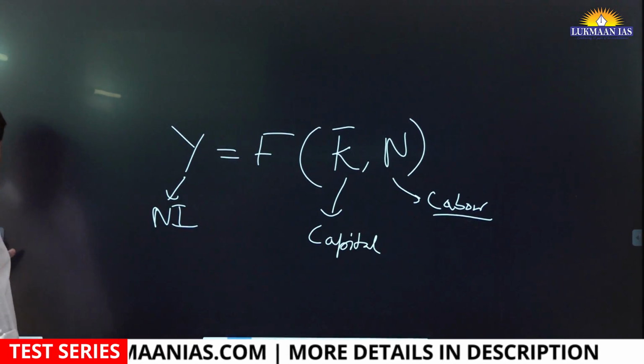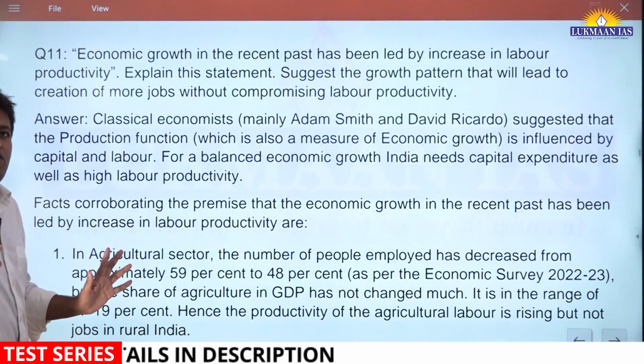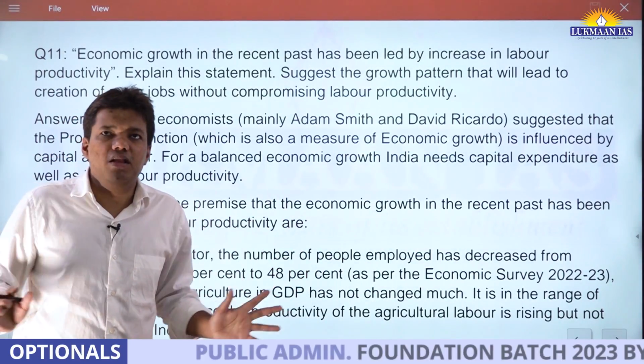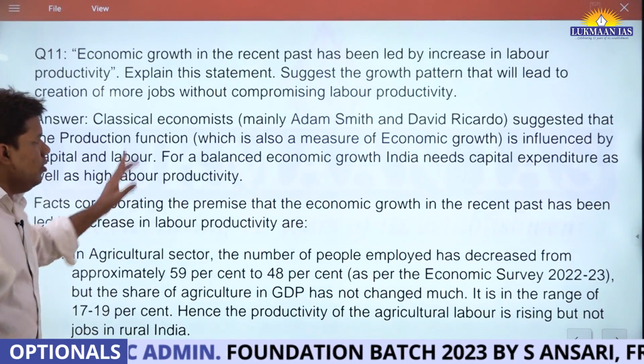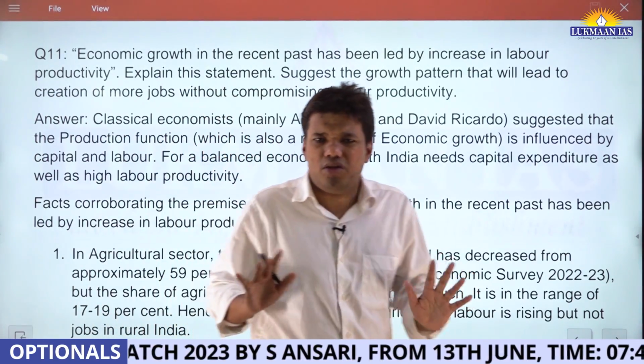Now you understand why UPSC asked this question, because UPSC focuses on the important ideas. You must know what is happening in the economy. To answer this question, it is not necessary that you study microeconomics, no.